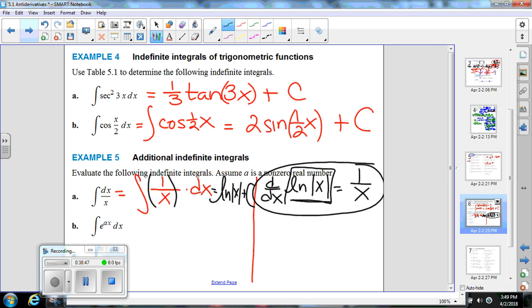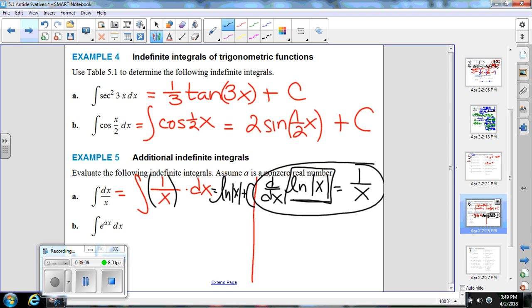Is 1/x equal to x to the negative 1? Yes, but that's one of those special cases when we don't use the power rule. It has its own special formula, because in the power rule n is not equal to negative 1.